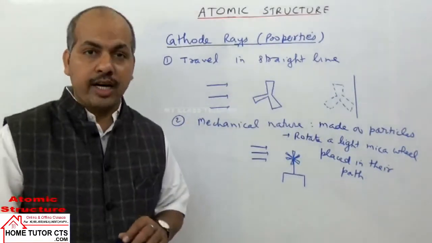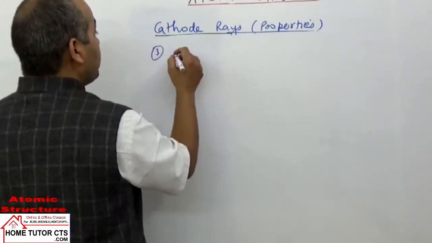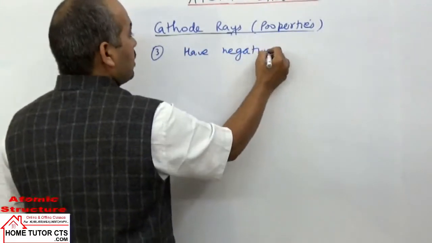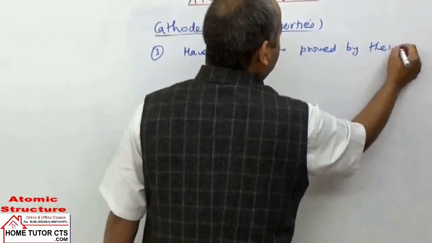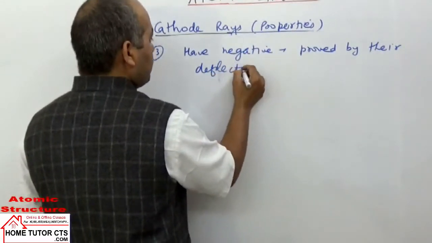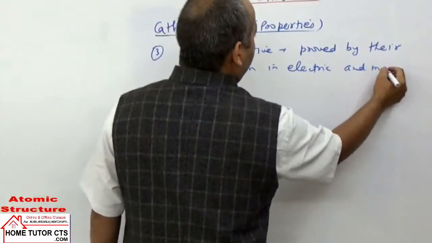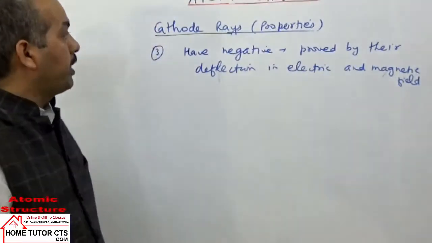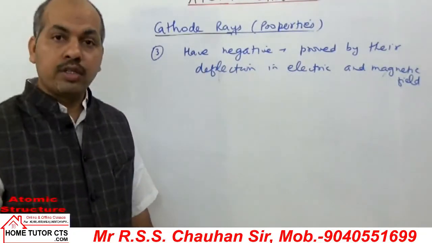Next we can take the property regarding charge. Next property can be taken that they have negative charge. It is proved by their deflection in electric and magnetic fields. The cathode rays are carrying negative charge. This can be proved by the deflection in the electric field or the magnetic field.